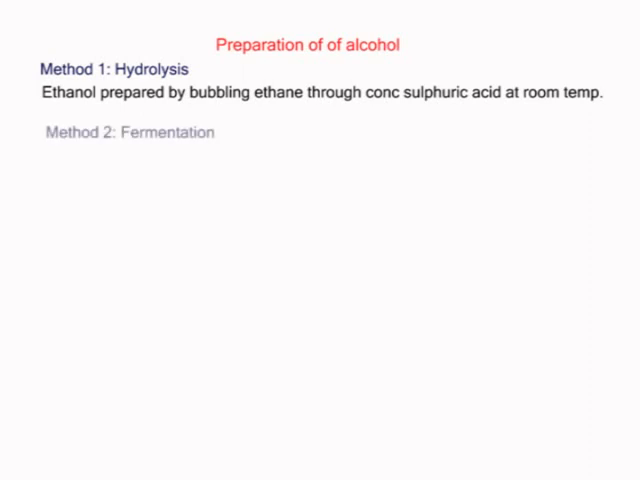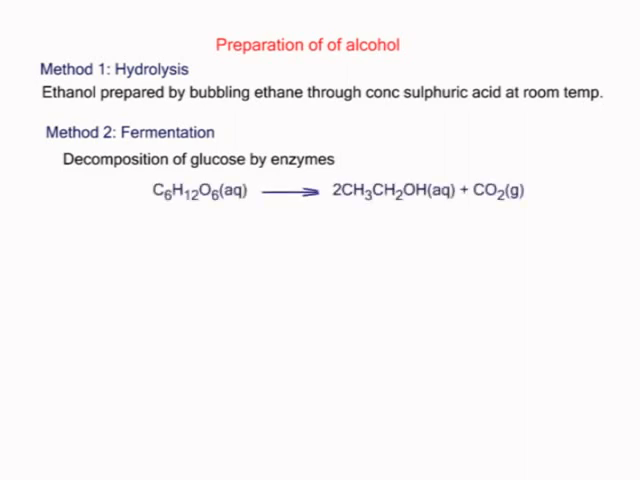The second method involves fermentation, and ethanol can be prepared by the decomposition of glucose molecules in the presence of enzymes. Now, sugar molecules are broken down into ethanol and carbon (IV) oxide by the enzymes in yeast, and this is what happens in the beer brewing industry. This process is referred to as fermentation and can be defined as the decomposition of an organic substance by microorganisms to form alcohol, carbon (IV) oxide, and heat.